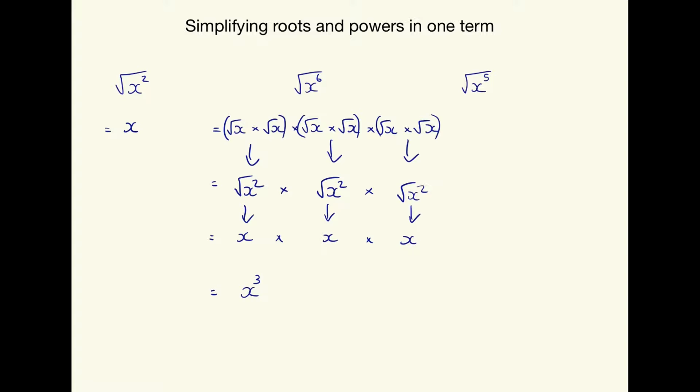Done. That is the trick for simplifying terms with even powers and a square root sign. That's the trick. Just halve the power and remove the square root sign. Done.